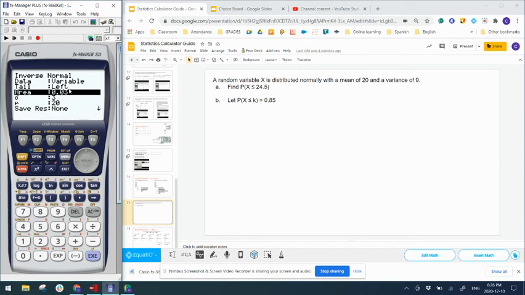The area is where we're going to put our probability, always entered as a decimal. And you can see it still has my standard deviation and my mean from the previous question. So that is still the same. We hit enter. And our value of k, that gives us our probability of 0.85, is 23.1. That's all there is to using our calculator to find a normal distribution.